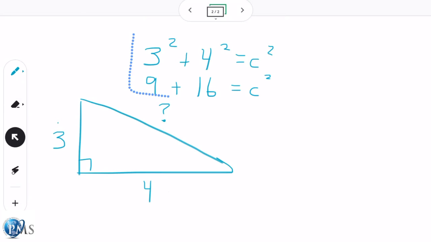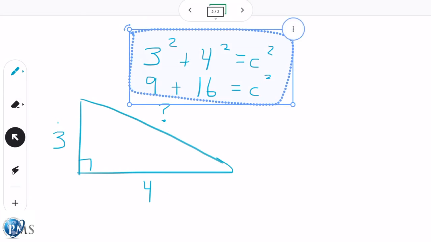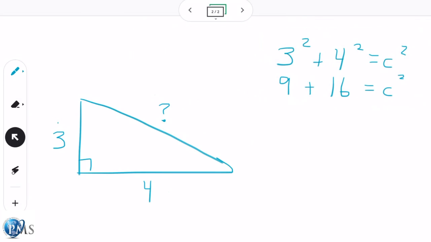And if we add up 9 and 16, we're going to get 25. Of course, you could use a calculator if you need to. So 25 equals c squared. Okay, at this point, we need to figure out what number squared, what number times itself, is equal to 25. Now, sometimes you could just do this in your head. You might know that it's 5.